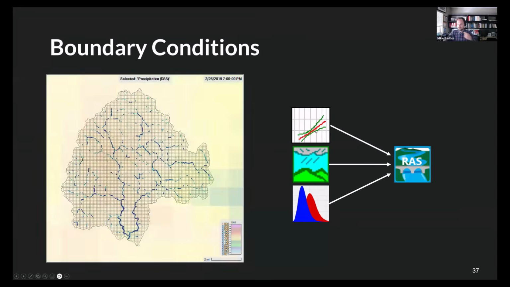So models like, I'll talk more about HEC-SSP up here, but HEC-HMS can feed into RAS. DSS can feed into RAS. There's a lot of different ways that you can put boundary conditions into play in hydraulic models.